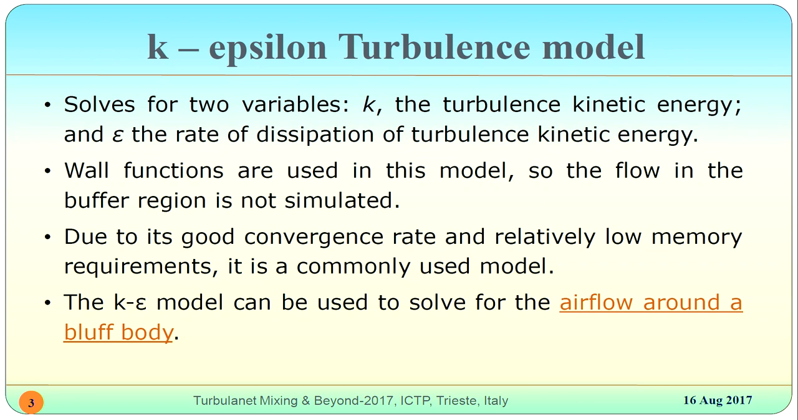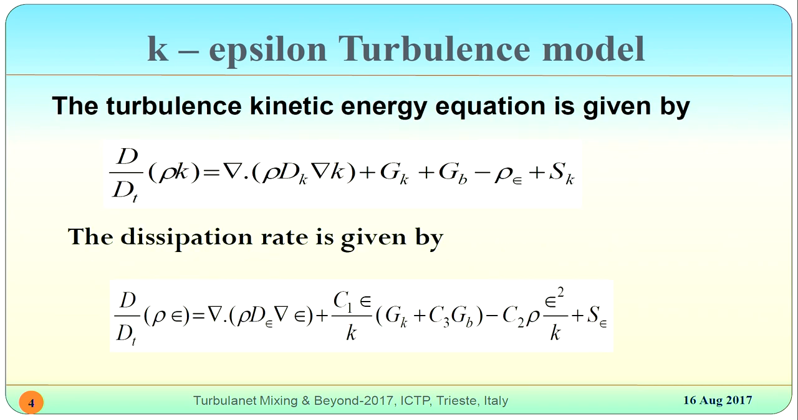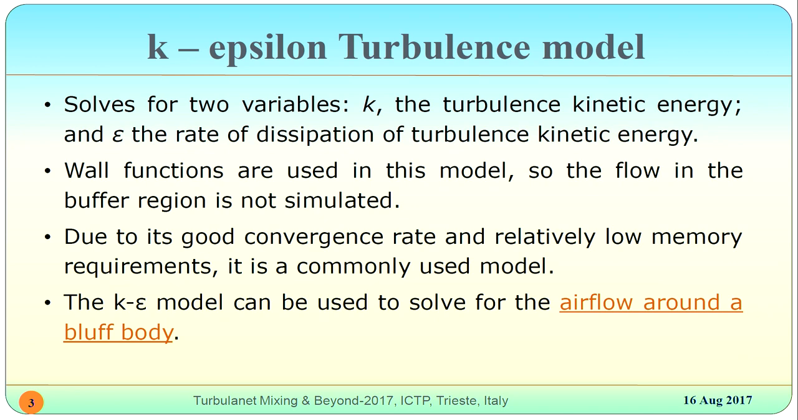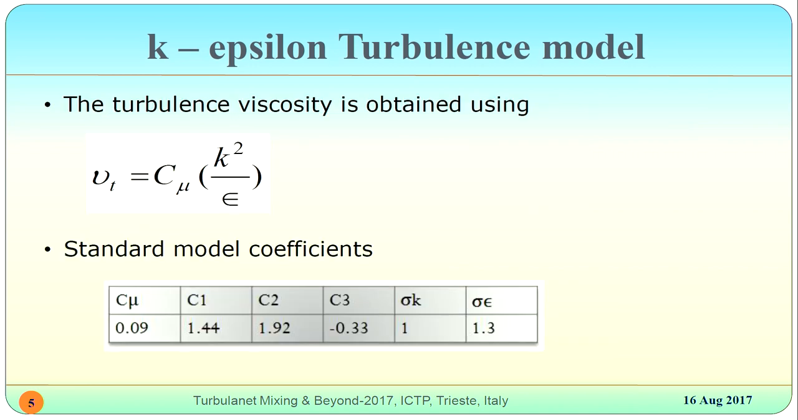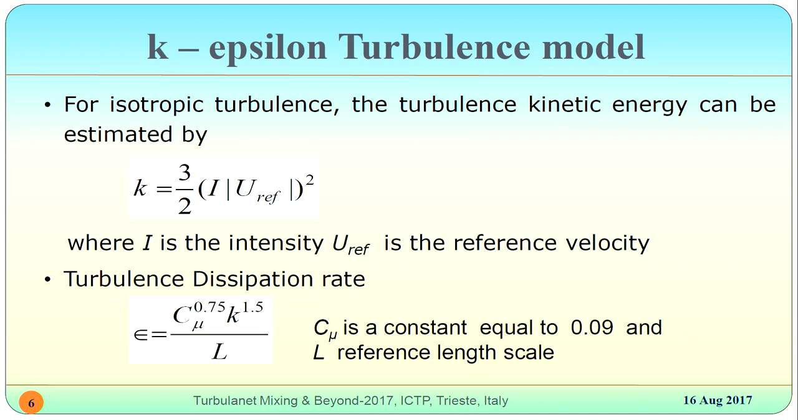This is the one which is very commonly used in the industry, the kinetic energy and its dissipation rate, and this has been solved very well for the flow around a bluff body. And then these are the governing equations. Normally we have an equation on k and an equation on epsilon, and of course we have the closure coefficients like this, and this is the one which has been used. And then this is how we calculate the initial conditions for k and epsilon based on the input parameters. What are the boundary conditions and initial conditions we use.